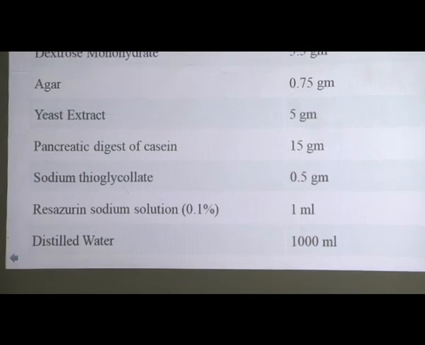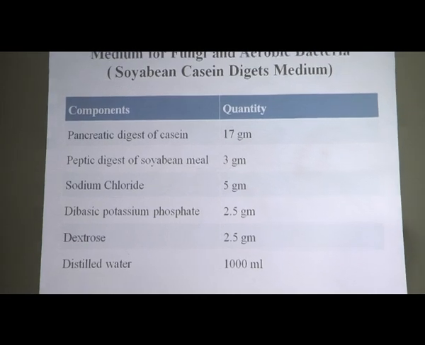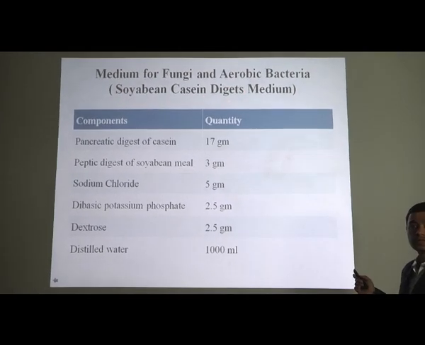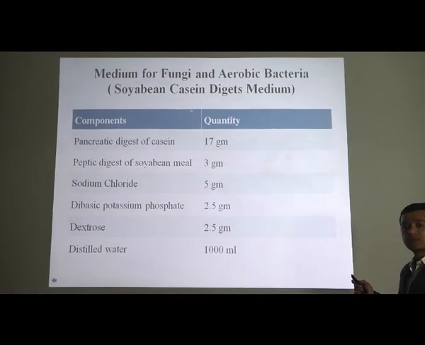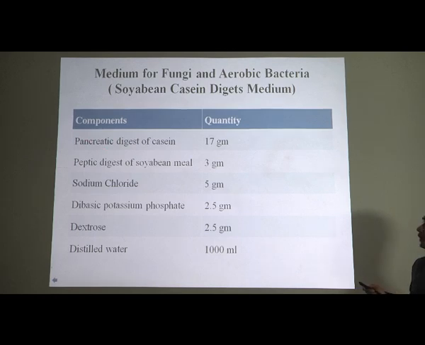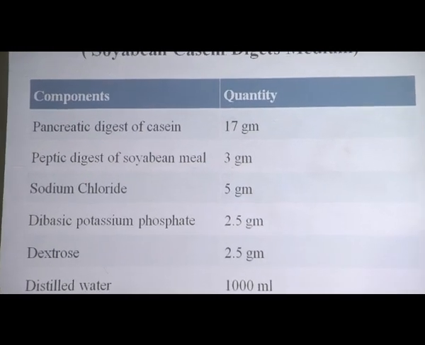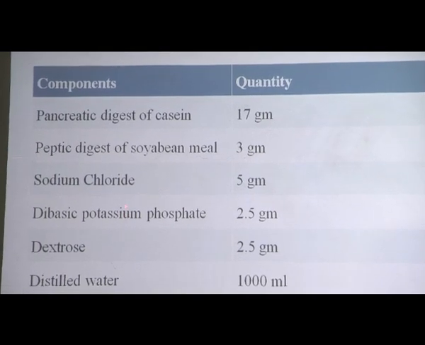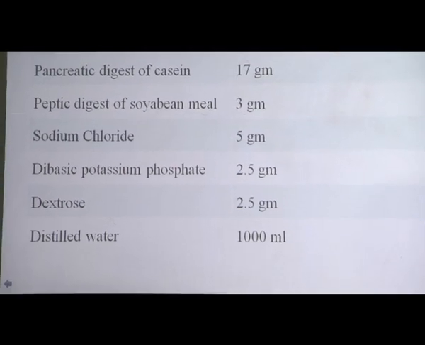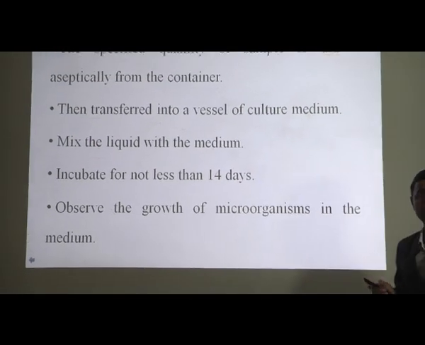So by using this formula, we can prepare the fluid thioglycolate medium for sterility test. Then the second one is soybean casein digest medium. This is also used as a medium for the sterility test, and this is the formula for soybean casein digest medium. In that, pancreatic digest of casein, peptic digest of soybean meal, sodium chloride, dibasic potassium phosphate, dextrose, and distilled water are used.